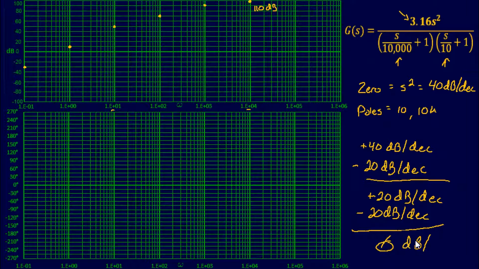0 decibels per decade. My handwriting looks great today. So now we're going to flatline. The good thing about frequency response, all you're doing is keeping track of your slope. So every time you go up a decade, go up 20 decibels or minus 20 decibels based on how many zeros and poles you have. So since I had a second order zero, I was able to start at 40 decibels per decade increased slope. And then every pole I had, it took the slope down a notch.